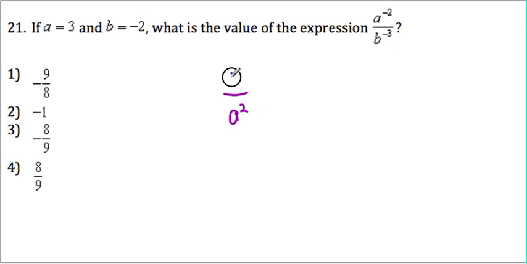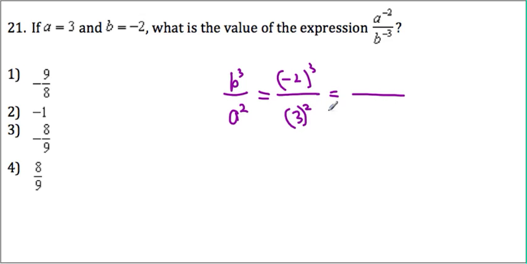B goes to the numerator and becomes b cubed. But since b is negative 2, we're going to get negative 2 to the 3rd power over a squared, where a is equal to 3, so 3 squared. 3 squared becomes 9. And negative 2 to the 3rd power becomes negative 8, because a negative to an odd power stays negative. So our answer is negative 8 over 9, which is choice 3.